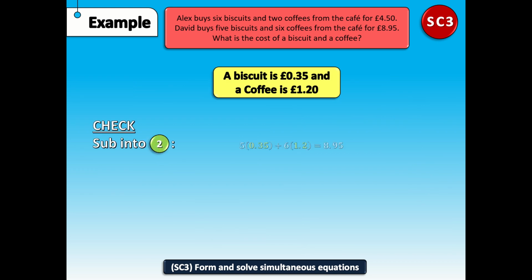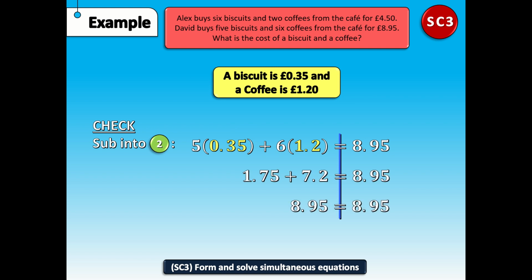Again, I can check this, substitute it into the second equation. So 5 times 0.35 plus 6 times 1.2, and it should equal 8.95, which it does. So I've got it right.